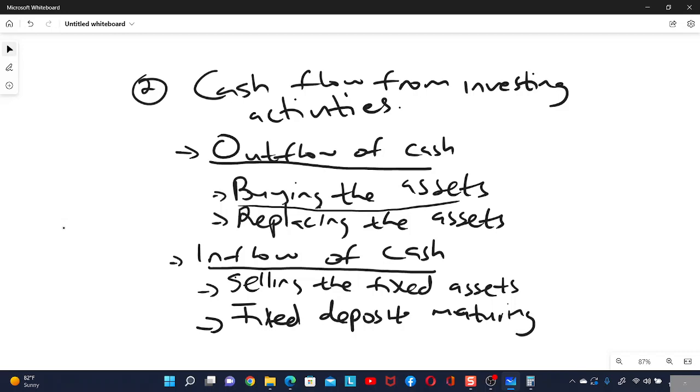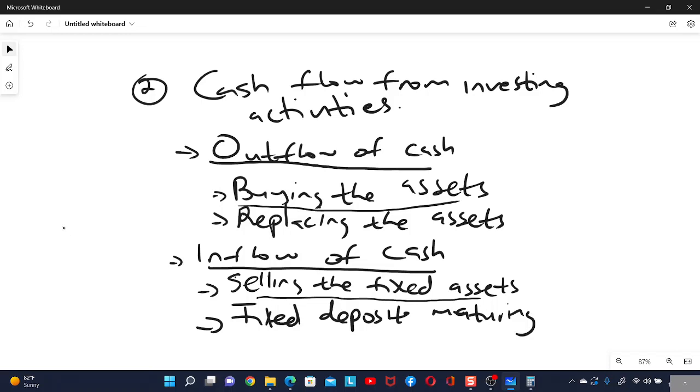And then we have the inflow of cash. Here, this is where we are selling the fixed asset. We are selling the car, we are selling the land and building, and so on. If you are selling, it means that you are going to receive money. It is an inflow of cash. And then fixed deposit maturing. Remember, when the fixed deposit is maturing, we need to receive it back to the business.